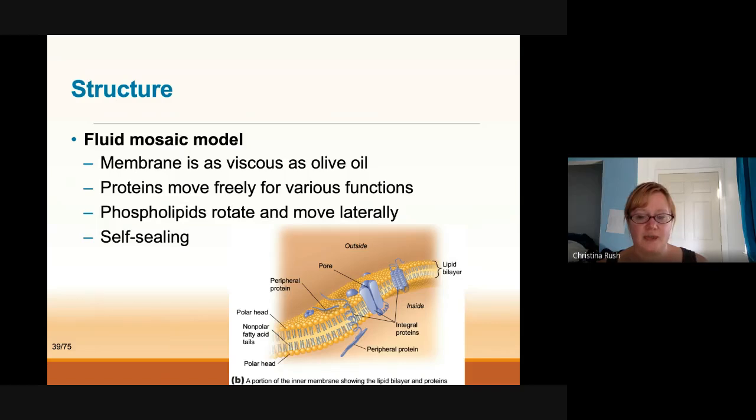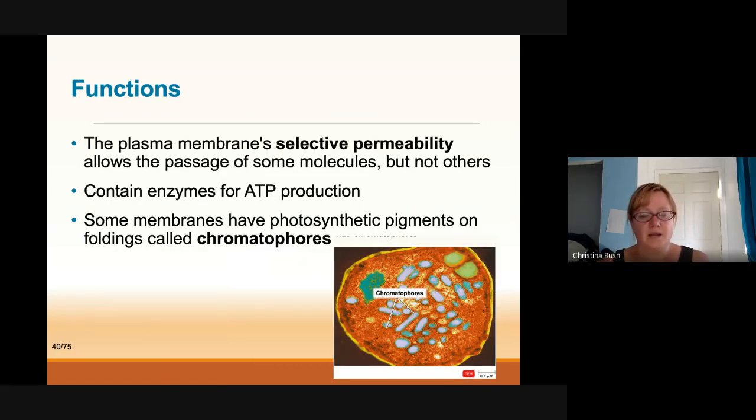And that is due to having a double bond. So you don't have the saturated lipid. You have the unsaturated that have the double bond. So functions of the plasma membrane. The plasma membrane has selective permeability. This allows the passage of some molecules, but not others. So obviously we don't want everything just flowing in and out willy-nilly. You really want to make sure that you have specific metabolites coming in, specific markers going out, so on and so forth.